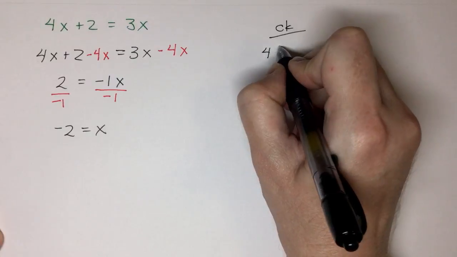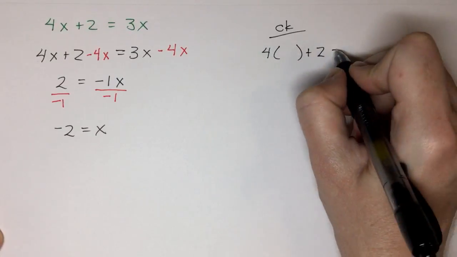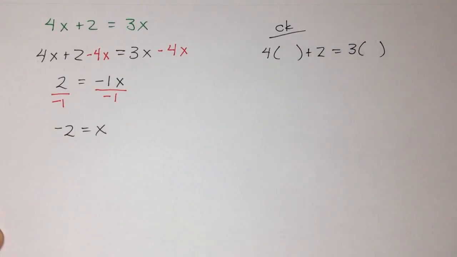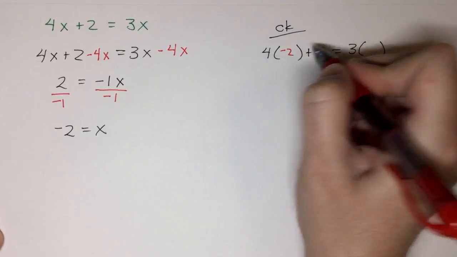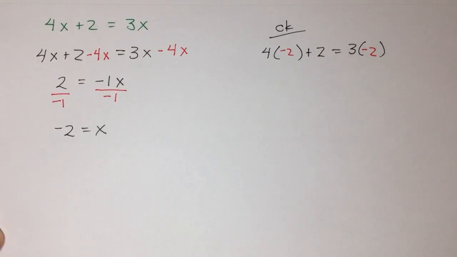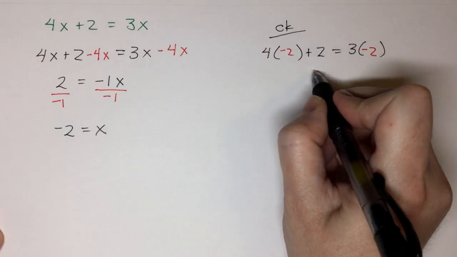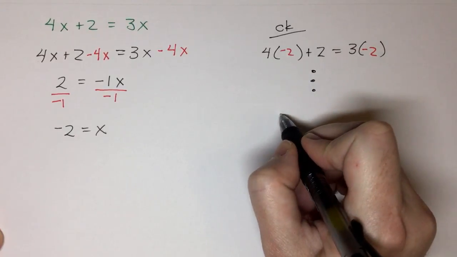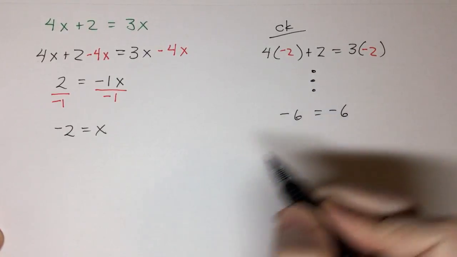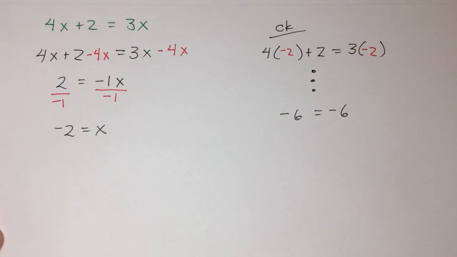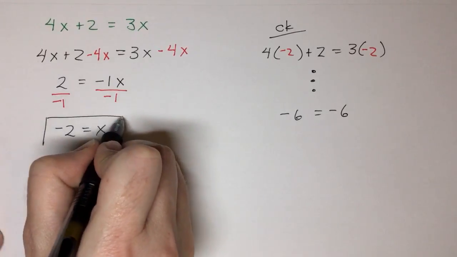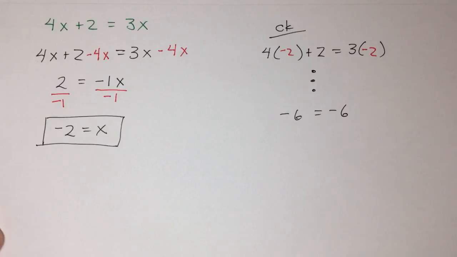With a check, 4x plus 2 equals 3x. I'm claiming x is negative 2. If I do that check, it's going to work out to get the true statement that negative 6 equals negative 6. x equals negative 2 is the solution.